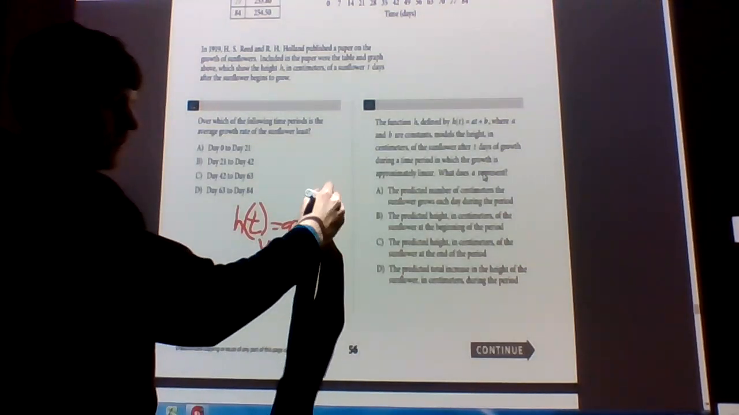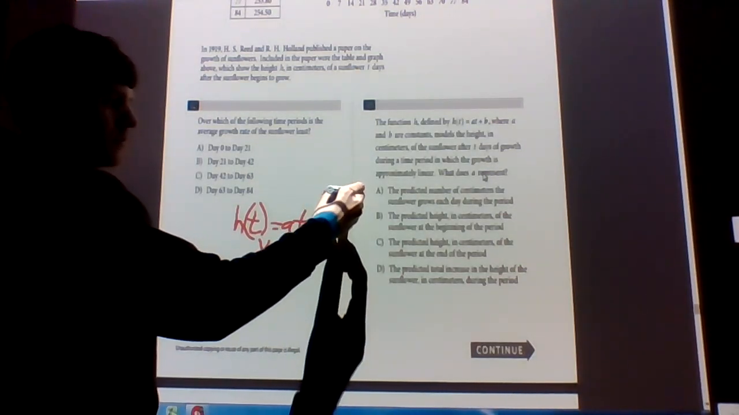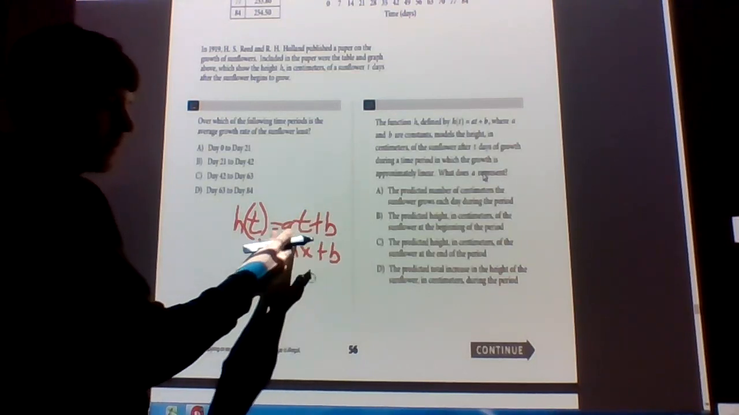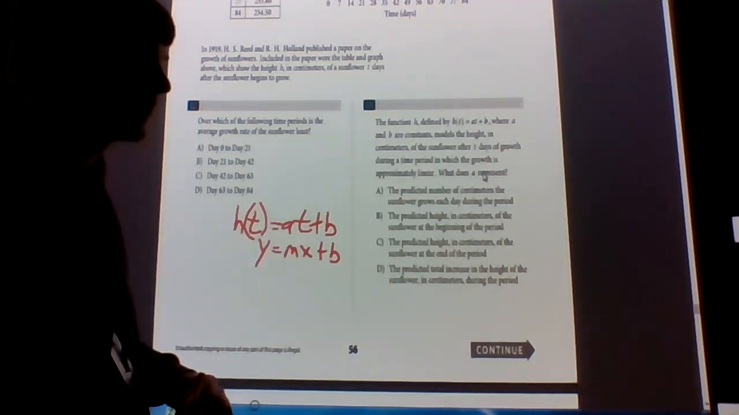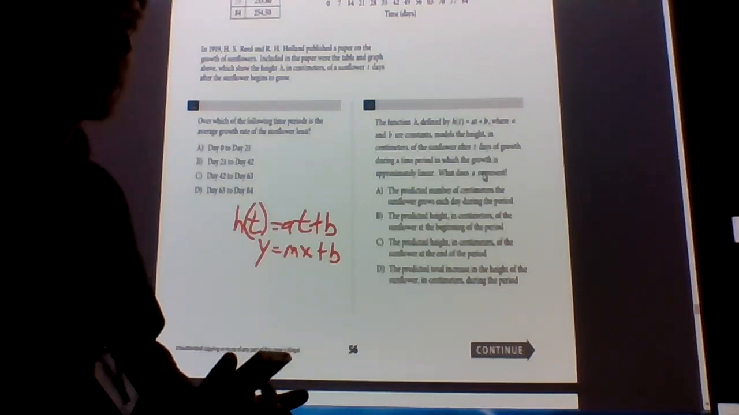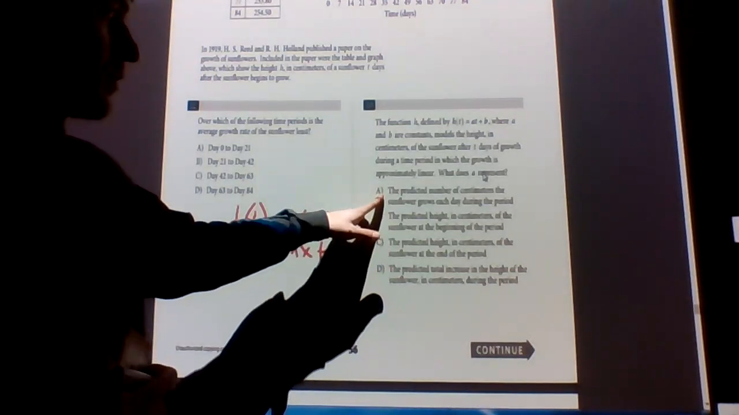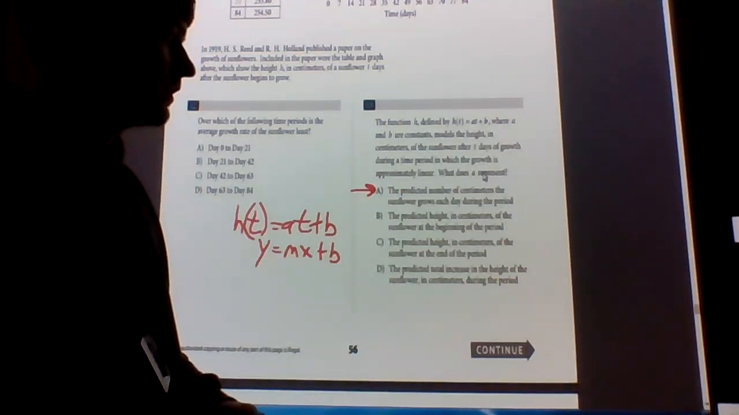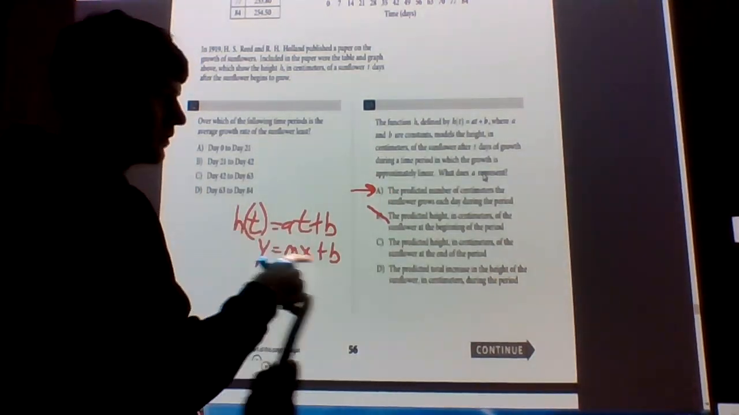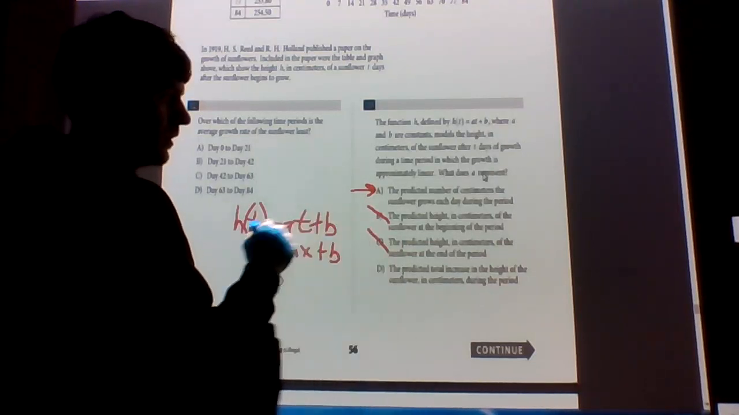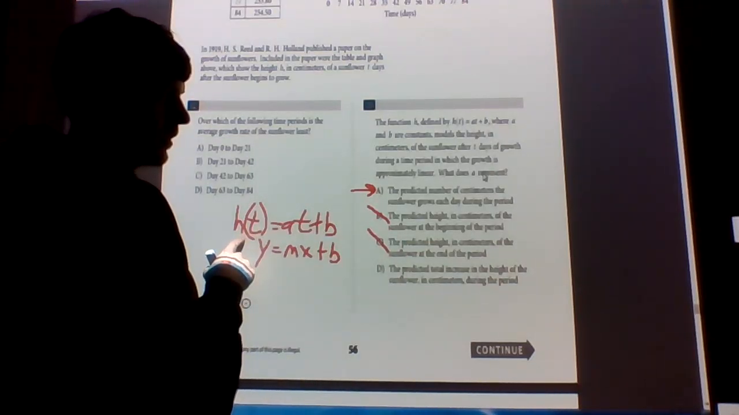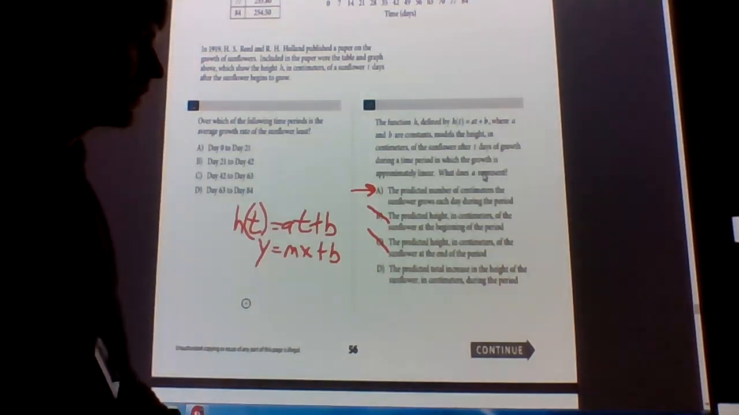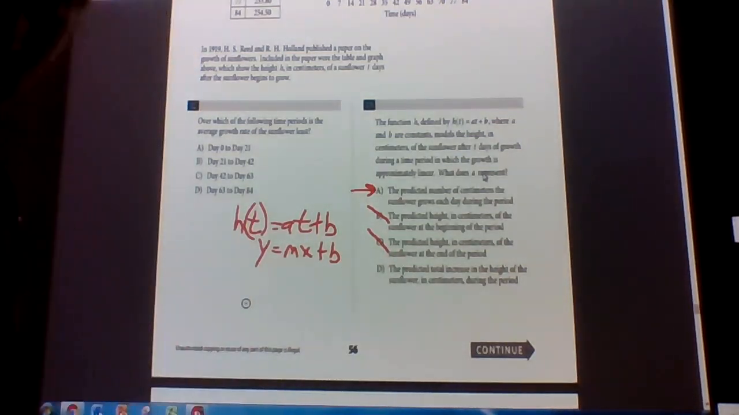So this is your rate. I'm sorry, this is your y, your starting point, the y-intercept, and then A is whatever your rate is, the amount of increase per day. So the predicted number of centimeters the sunflower grows each day. Yeah, that looks like a good answer. The predicted height? No. That would be this. And the predicted total increase in height? Again, no. 13 should be your increase in centimeters per day.